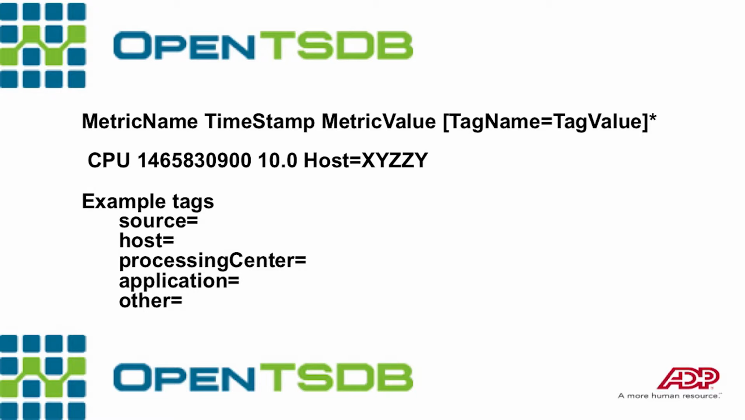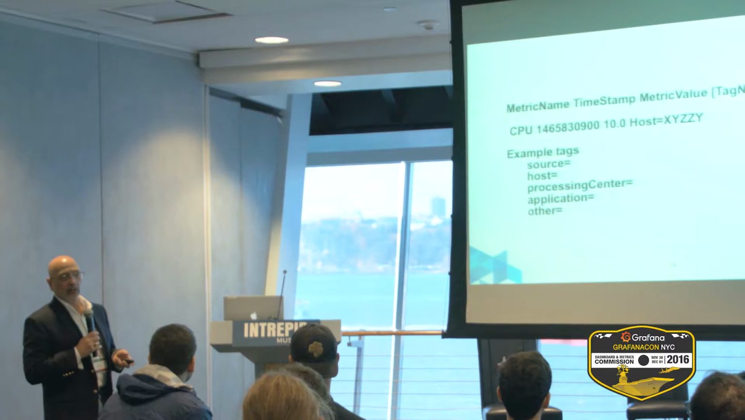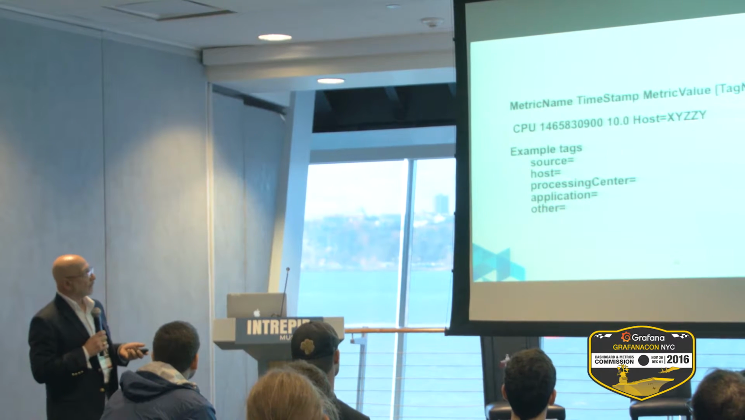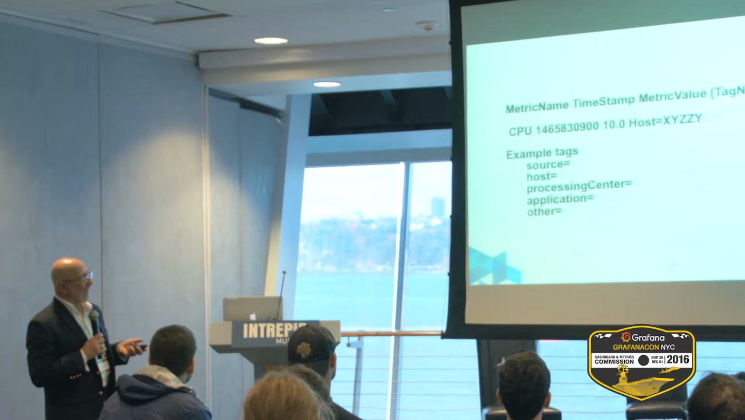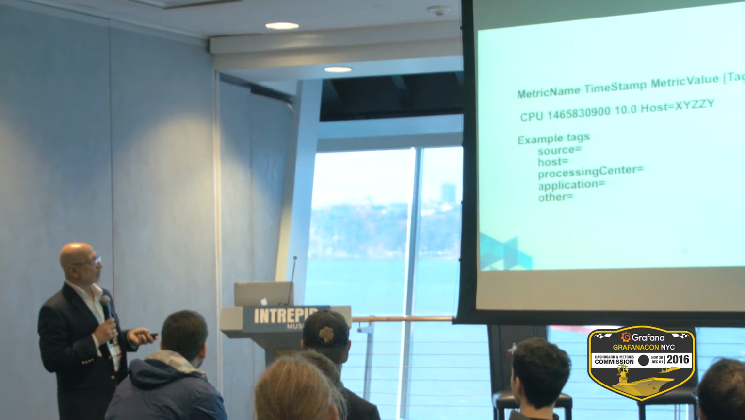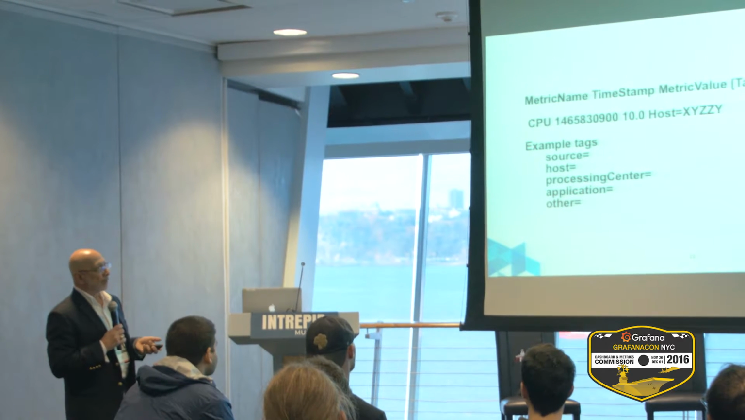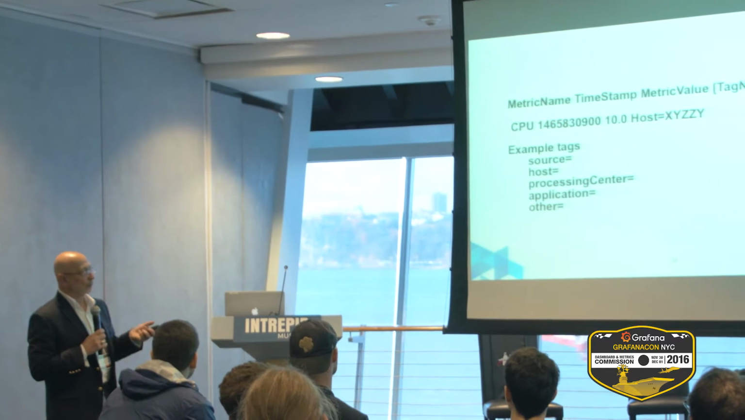So these are the tags we chose: source, a host, a processing center, an application, and then another tag. These tags are all overloadable, if you will, if that's a word. So source can be anything, right? The value, the name value pairs doesn't matter, all right? It's just a hierarchy. The hierarchy is defined in the TSDB tree, and we'll talk about the tables.